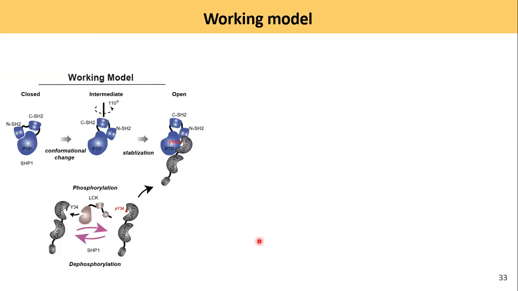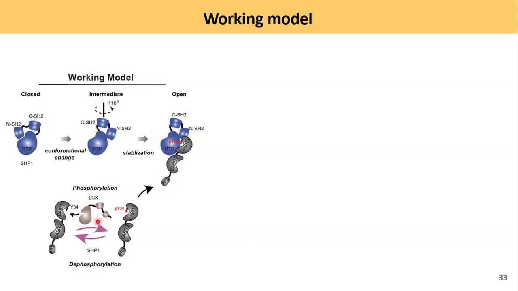To save time, I will first present our working model and then show more supporting data. Basically, SHP1 has two conformations, one closed and one open, and there is a transition mechanism to balance between these two conformations. Upon activation, the C-SH2 domain will lift up and switch by about 110 degrees. The N-SH2 domain will switch back to the PTP domain, and this rotation will expose the PTP active site and make the phosphatase more active.